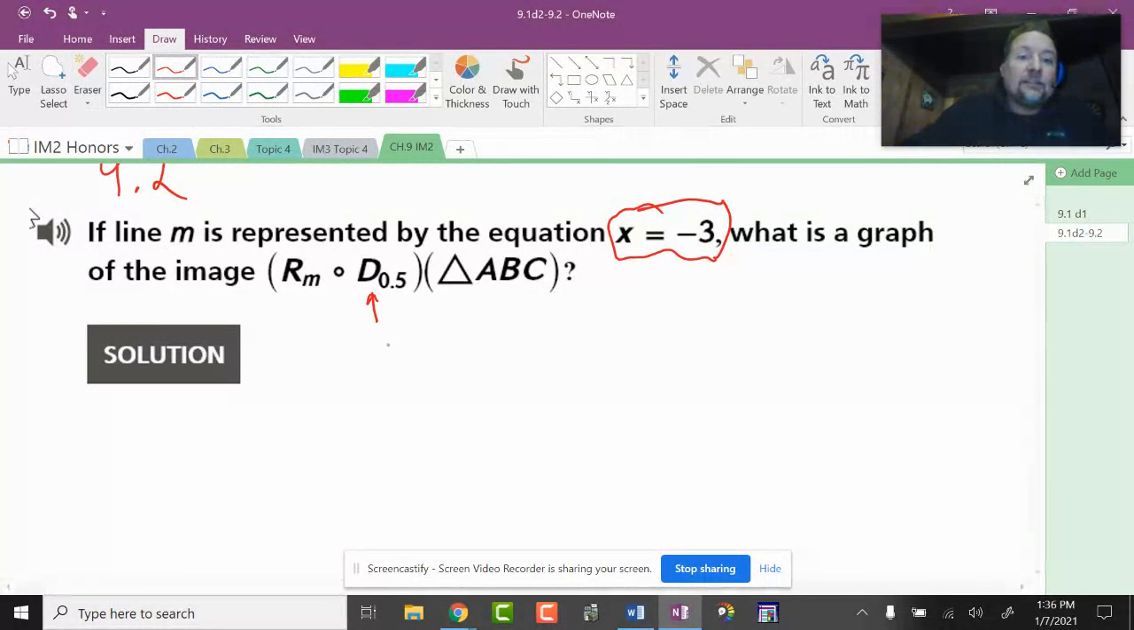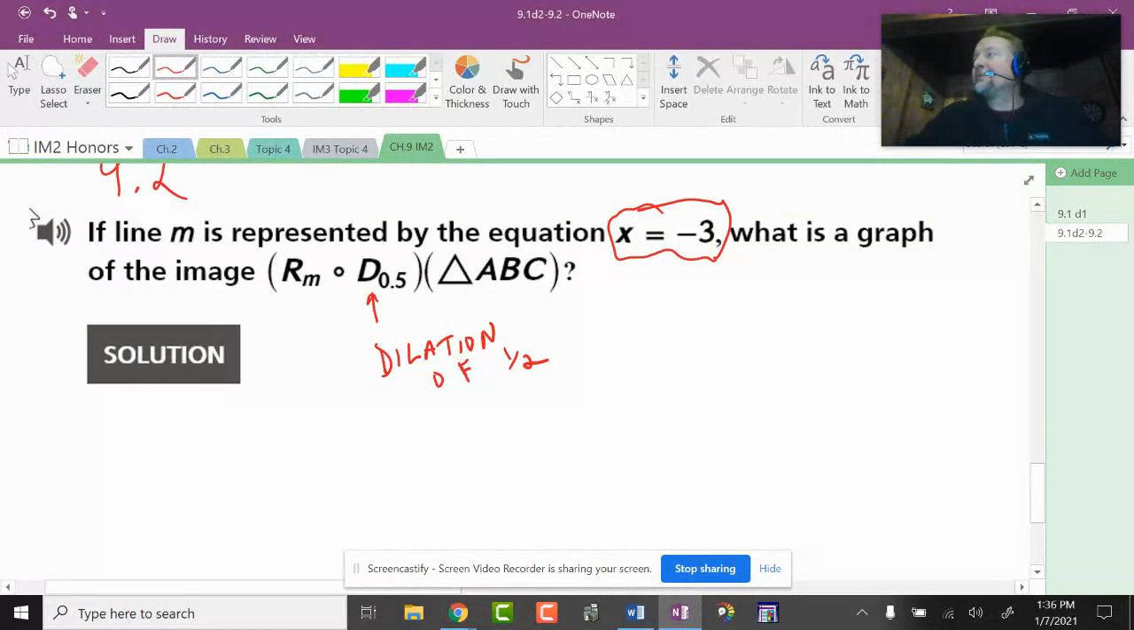And then what that means is that's a dilation by a factor of 1/2. And then this means reflect about M. Not rotate, reflect. So it's just a weird way of writing it. M is this x equals -3.